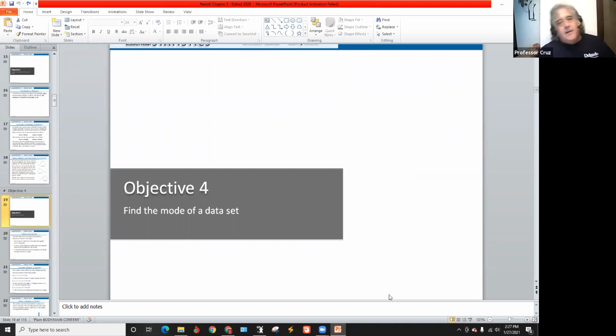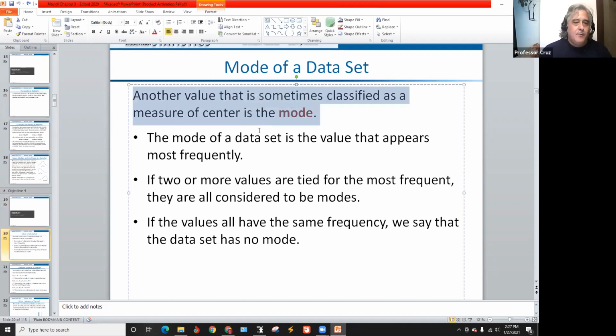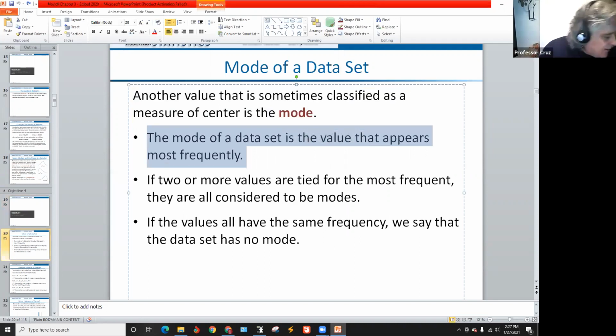Now, the mode of a data set is another measure of center. It is when the data is normally distributed. This guy right here doesn't believe that the mode is a measure of center, but that's one of the things about statistics: it's not like algebra, which has all been standardized. Statistics is changing as we speak, so to speak. So the mode is the piece of data that appears most often, most frequently.